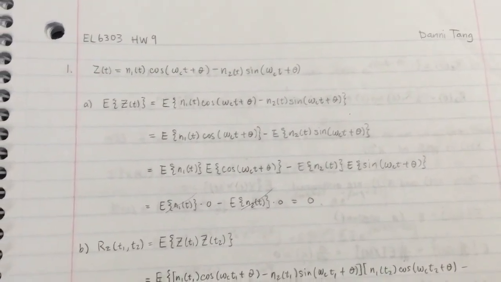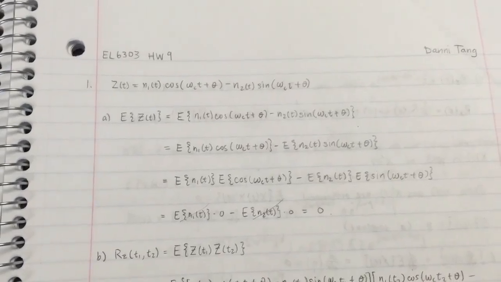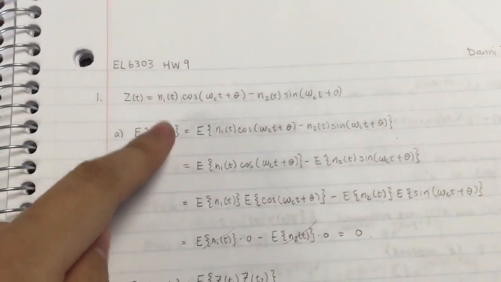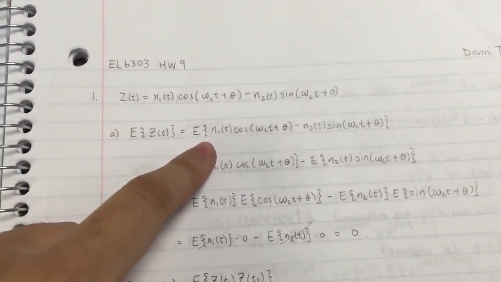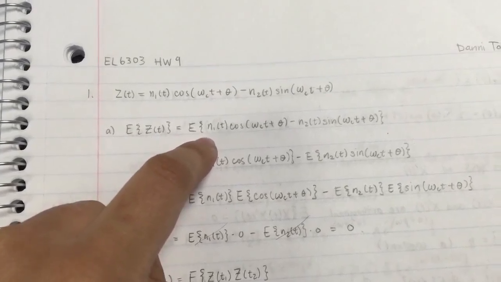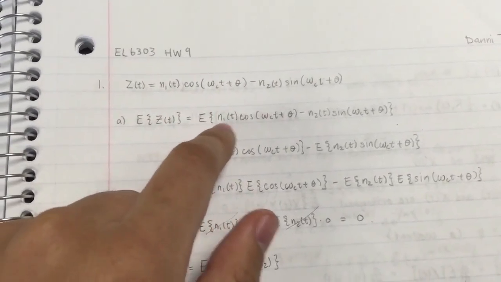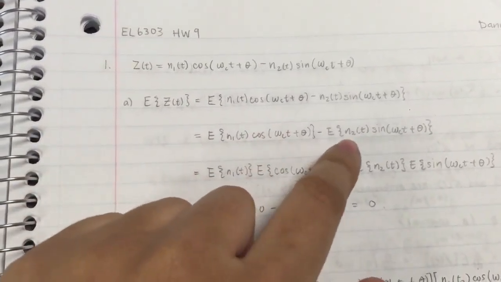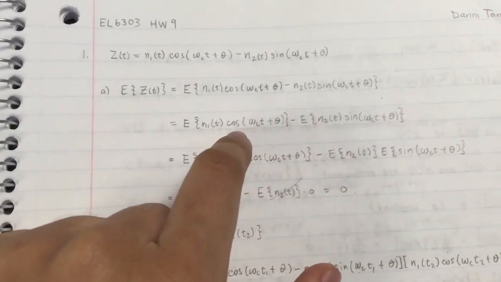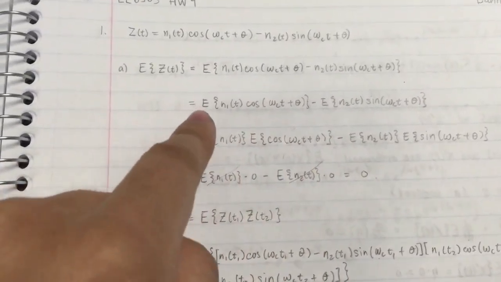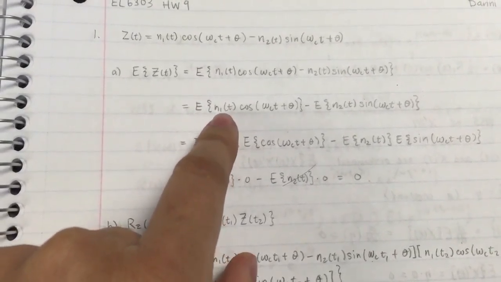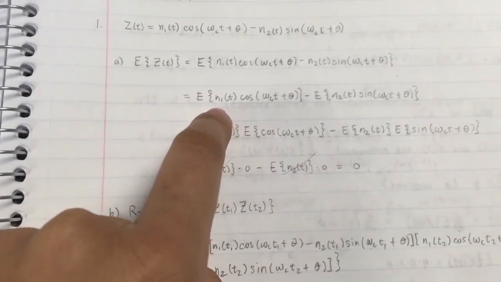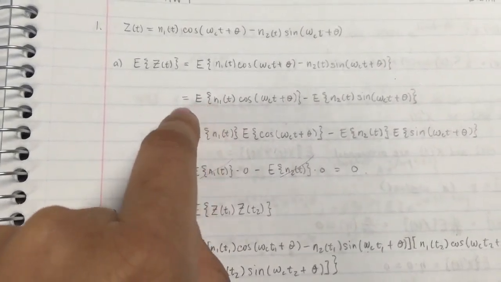Part 1 wants us to find the expected value of Z. We can just put the whole expression of Z(t) into the expected value, write this whole expression in the brackets, and then separate it into two expected value expressions because of linearity. And since the problem gives us N1(t) and N2(t) are WSS, that means that their expected values are constants, so we could bring those out.